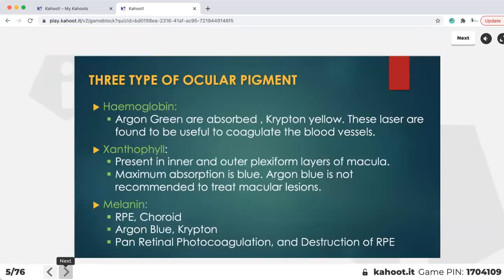We have three types of ocular pigments. The hemoglobin present in the RBCs and in the blood vessels absorbs the argon green laser and the krypton yellow, causing denaturation and coagulation of the blood vessels. That's why the argon laser and the krypton yellow are used for photocoagulation. The xanthophyll pigments present in the macula have their maximum absorption of the blue spectrum, so the argon blue is not recommended for treatment of macular lesions. It will cause much more destruction. So the green laser or the green light is better for the macula.